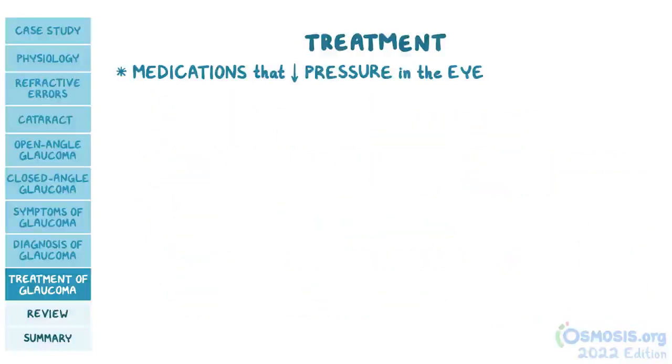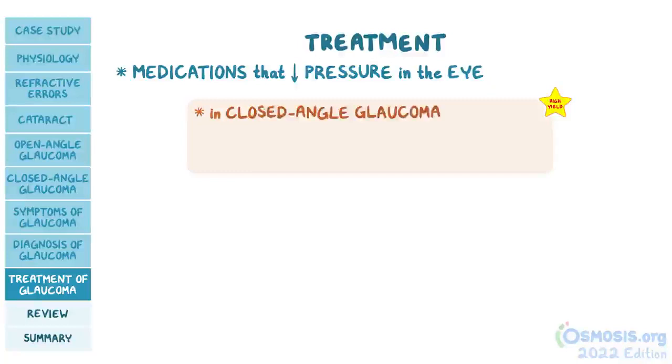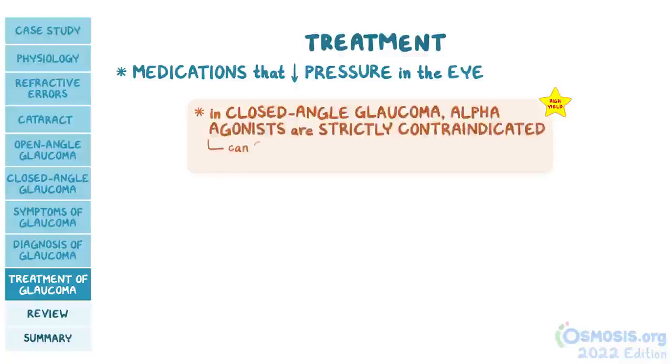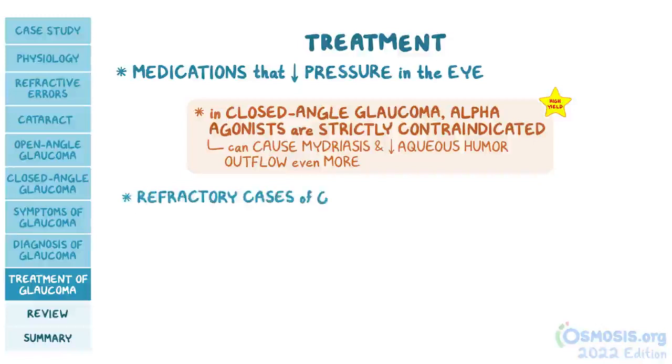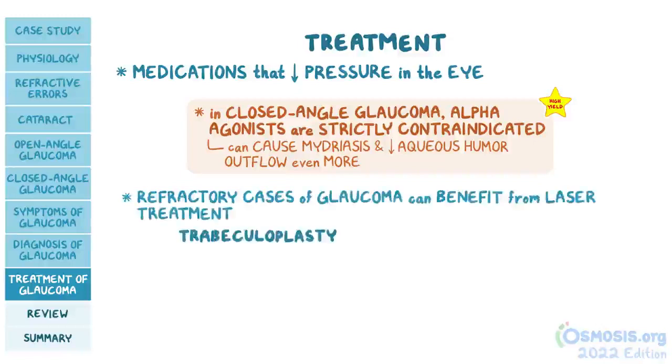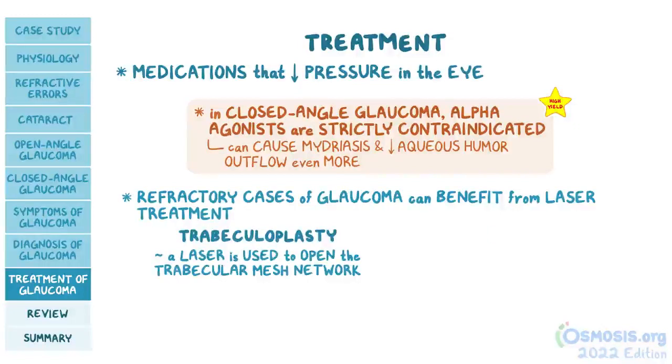For your exams, what's absolutely necessary to remember is that in closed-angle glaucoma, alpha agonists are strictly contraindicated, since they can cause mydriasis and reduce aqueous humor outflow even more. Finally, refractory cases of glaucoma can benefit from laser treatment, like trabeculoplasty, in which a laser is used to open the trabecular meshwork, and iridotomy, where a tiny hole is punched in the iris.